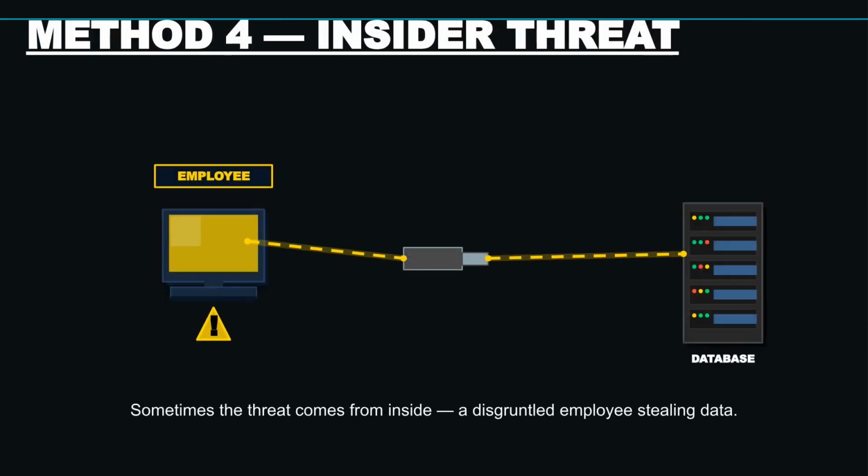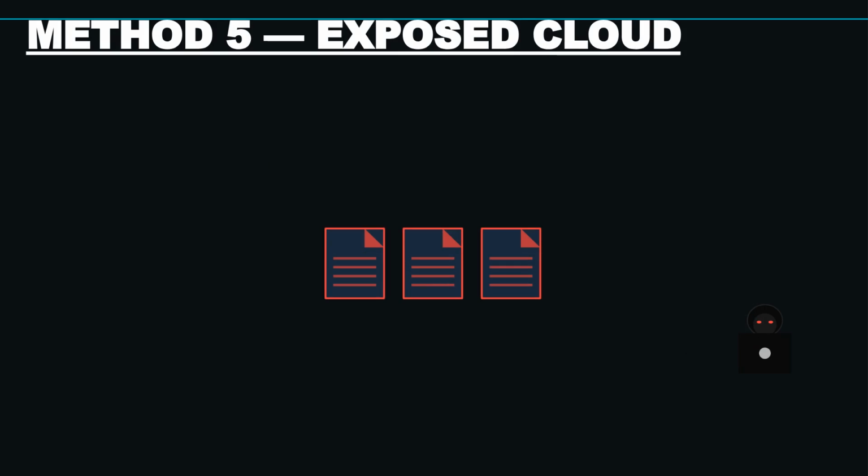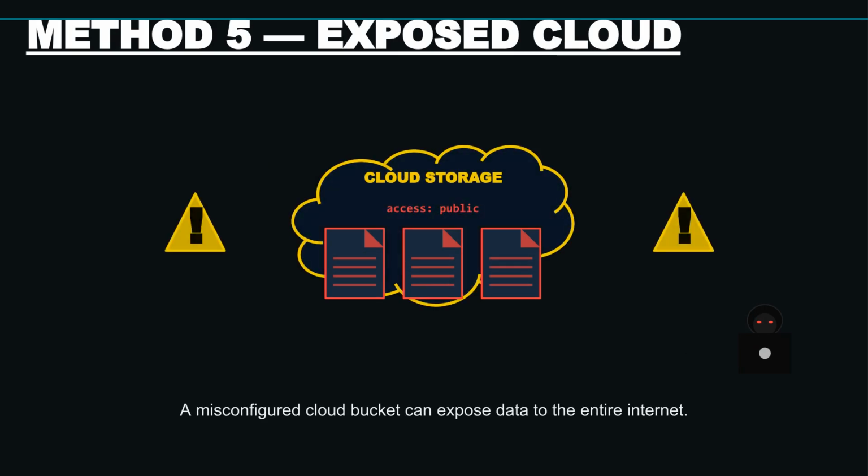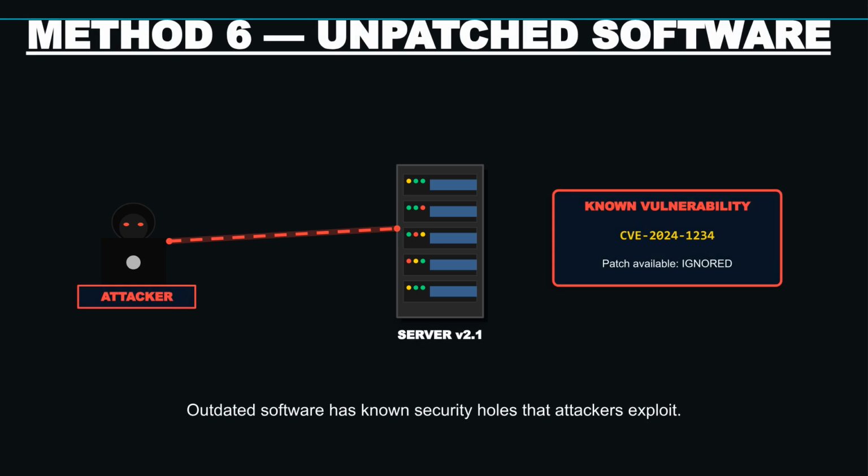Method 4 is the insider threat. Sometimes, a disgruntled employee attempts to steal data, perhaps by copying files onto a USB drive. Method 5 is the exposed cloud. A misconfigured cloud bucket can mistakenly be set to "public," exposing sensitive data to the entire internet. Method 6 involves unpatched software. Outdated software has known security holes or vulnerabilities that attackers can easily exploit.